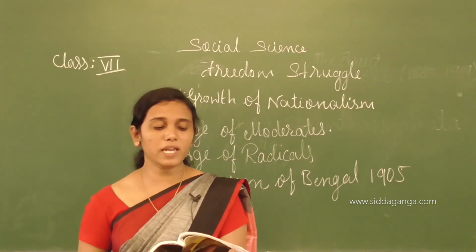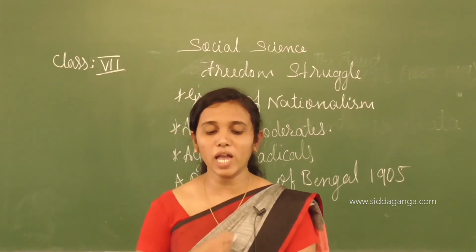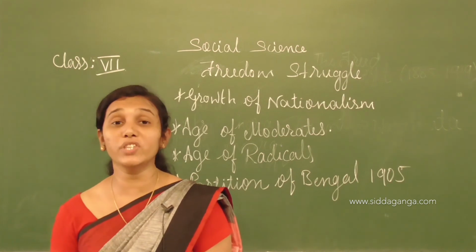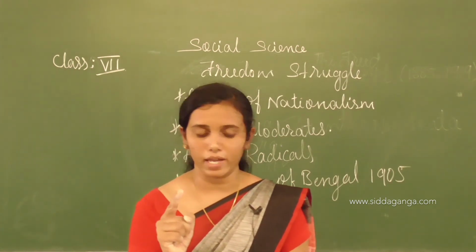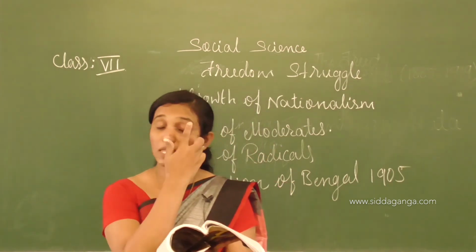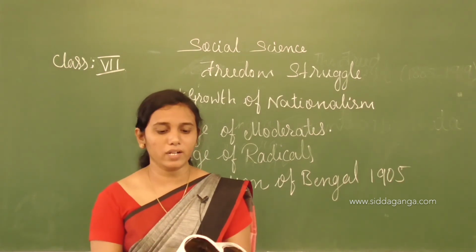Unable to withstand the strong protest, the British had to cancel the partition of Bengal in which year? 1911. And then the Muslim League was established in 1906.